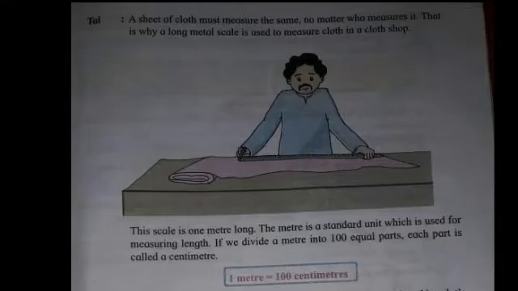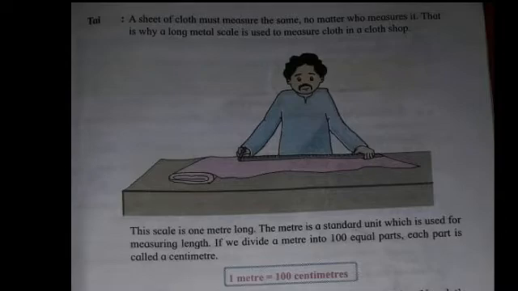Tai: A sheet of cloth must measure the same, no matter who measures it. That is why a long metal scale is used to measure cloth in a cloth shop. This scale is 1 meter long. So children, when we are measuring cloth, which scale are we using? The scale which is 1 meter long.